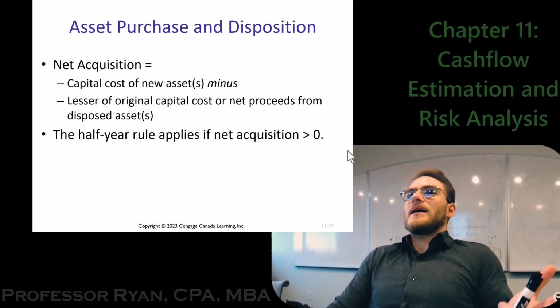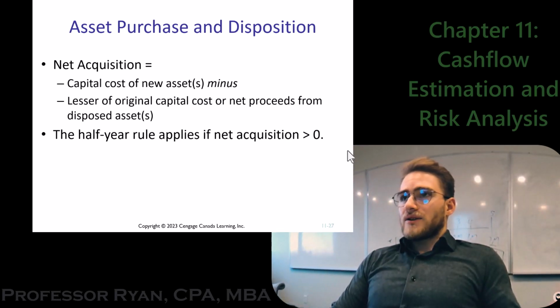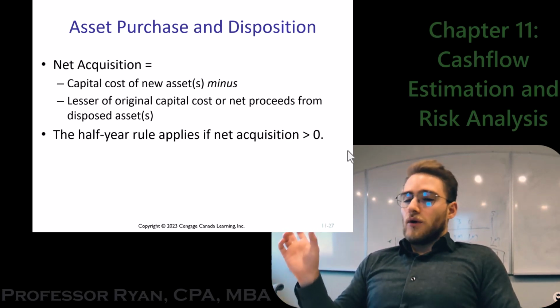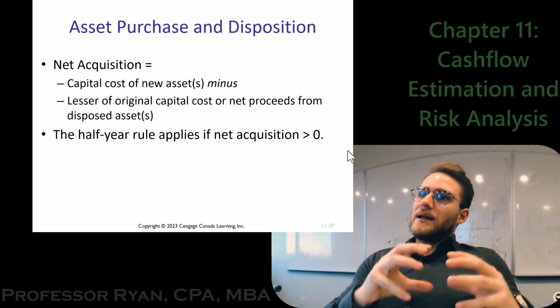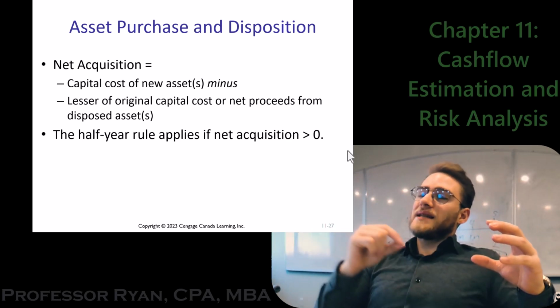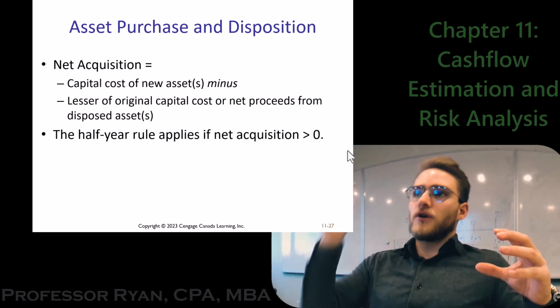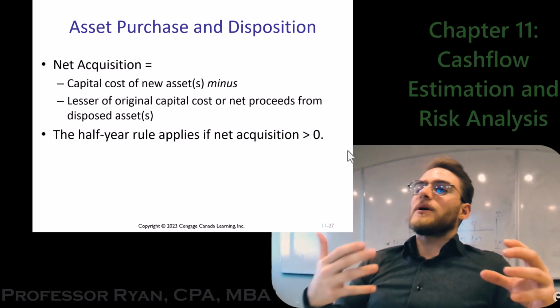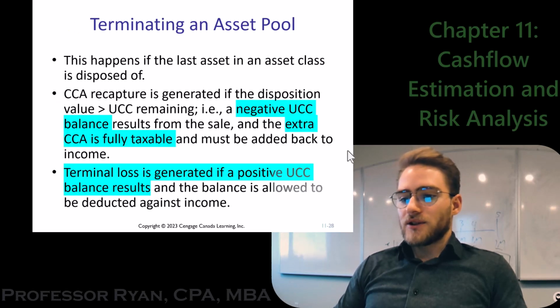So say you buy a vehicle for $30,000, but then you sell an old vehicle for $10,000, your net acquisition in that case would be $20,000. You wouldn't take 30% of that, you'd only take 15% of that. You'd use the half-year rule, right? Because depreciation is only 50% of the rate in the first year on net acquisitions.